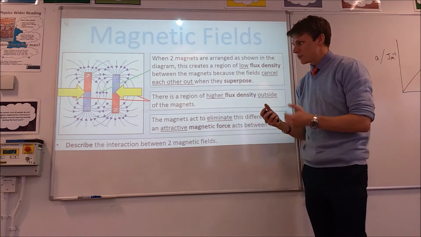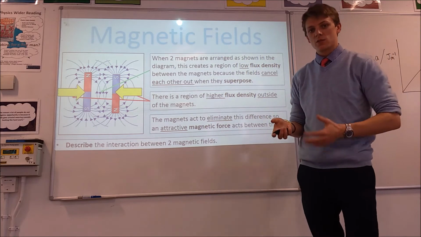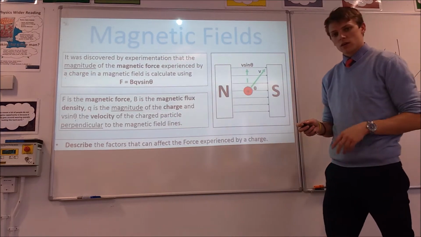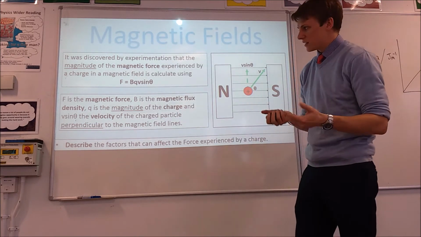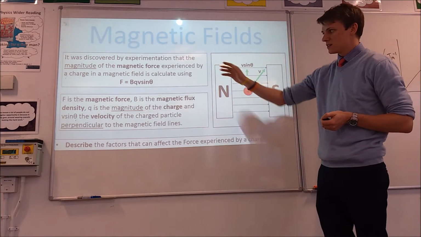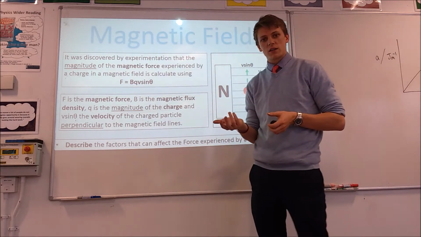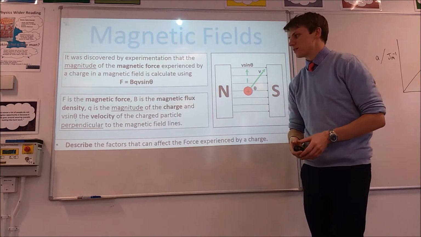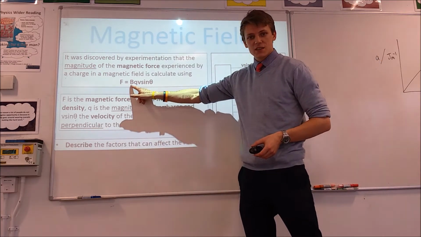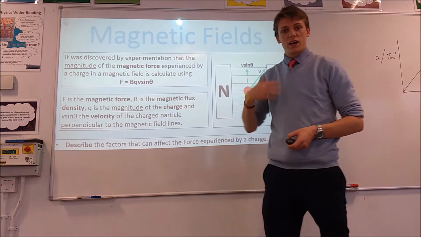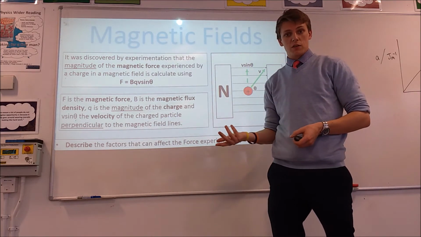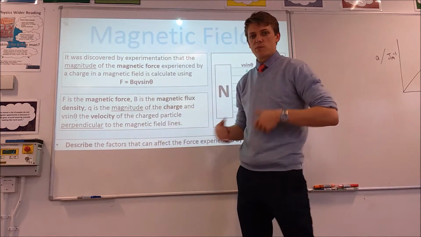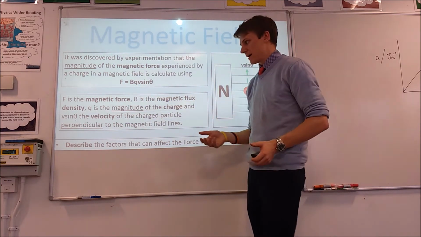Now let's explore what happens to charged particles when we introduce them to a magnetic field. So you can do all sorts of experiments to investigate the effects, and when you do that, what you find is that the force a charged particle experiences from a magnetic field is dependent on essentially three things. It's dependent on the flux density of the magnetic field, so the higher the flux density or higher the field strength, the bigger the force. That's not too surprising. It also depends on the magnitude of the charge.